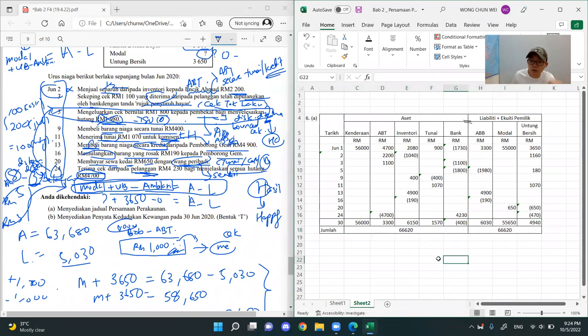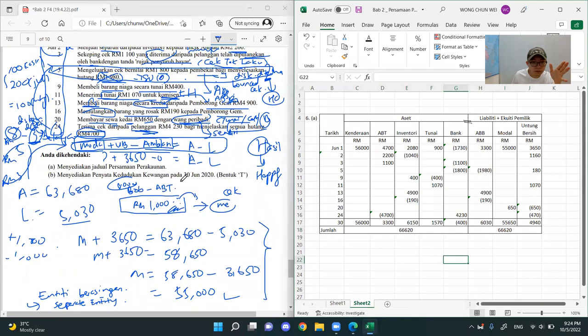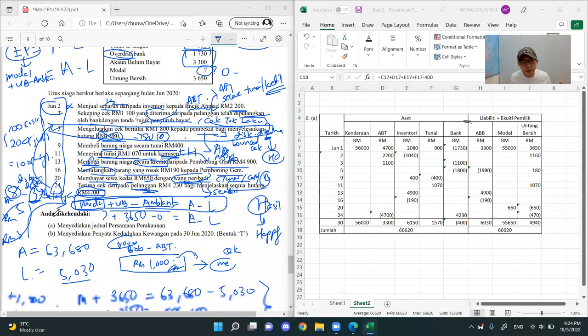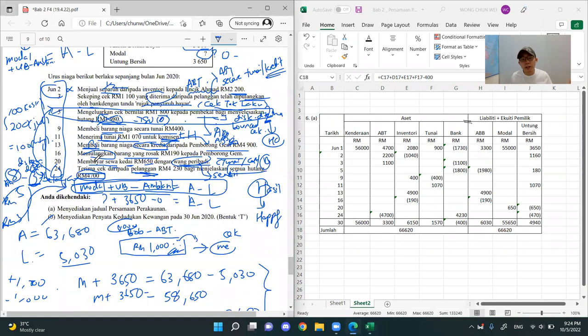So up until here, have you done? Okay, have you done up until here? If yes, give me a yes. All right, if no, then I give you some time to complete it. Because from here, we need to proceed down to the B part, which is your penyata kedudukan kewangan. All right?